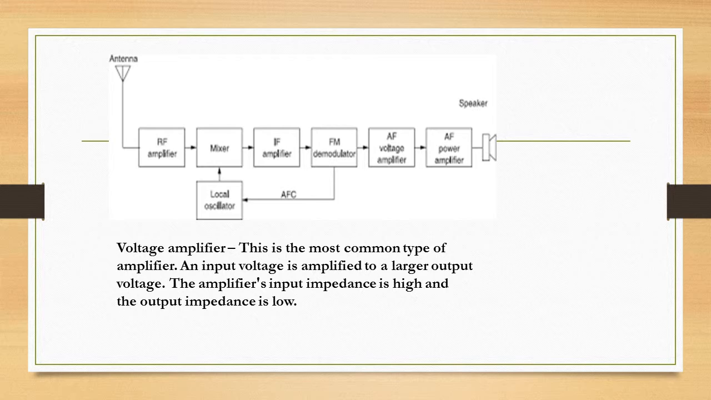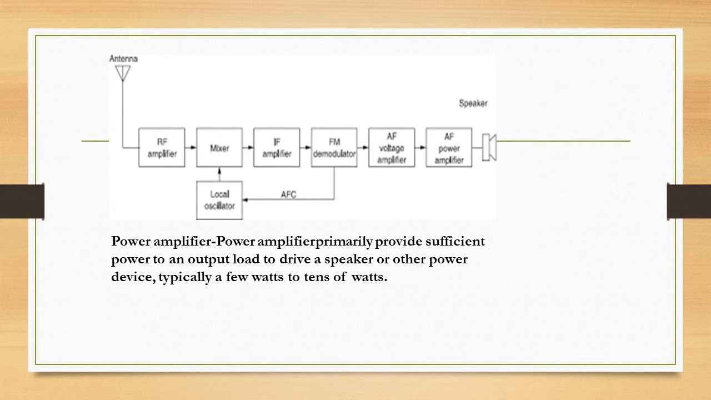Voltage amplifier. This is the most common type of amplifier. An input voltage is amplified to a larger output voltage. The amplifier's input impedance is high and the output impedance is low. Power amplifier. A power amplifier primarily provides sufficient power to an output load to drive a speaker or other power devices, typically a few watts to tens of watts.